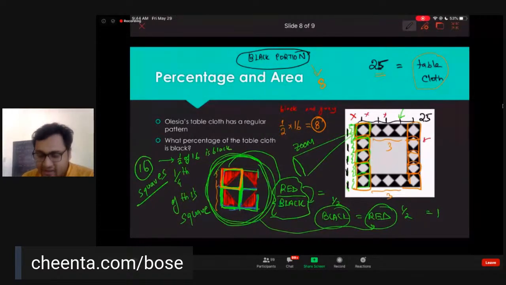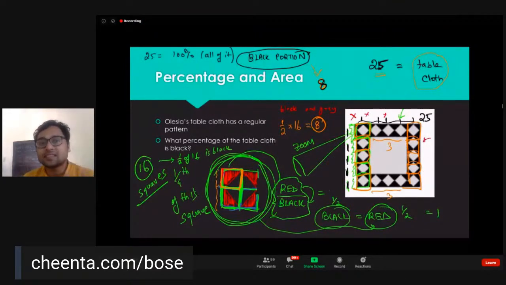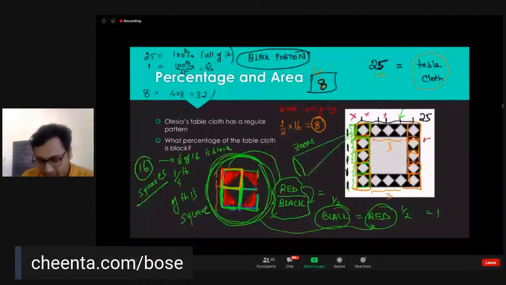So now you can find the percentage, right? So how do you find the percentage? Okay, you say 25 is 100%. 100% means all of it. When I say something is 100%, it basically says all of it. So most of you know this. So 1 is 100% by 25, that's 4%. You wanted to know the black portion. So 8 is 4 times 8, that's 32%. That's the answer.